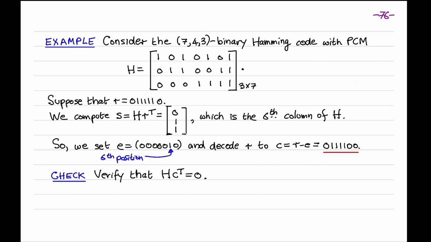Here's an example. So recall that we had the 7,4,3 binary Hamming code with PCM given by this 3x7 matrix. I'll remind you again that this matrix has non-zero columns and no two are equal to each other. Suppose that the received vector is this one. The decoding algorithm computes S equals H times R transpose and gets the vector 0, 1, 1. This is the sixth column of H. So the decoding algorithm declares that the error vector is a unit vector with a 1 in its sixth position and decodes R to R minus E by flipping the sixth bit of R. The result is this code word C. As a check, you can verify that H times C transpose is 0, which confirms that C is indeed a code word.